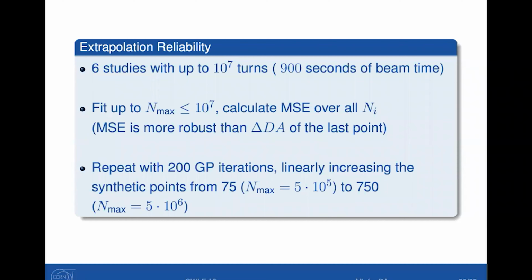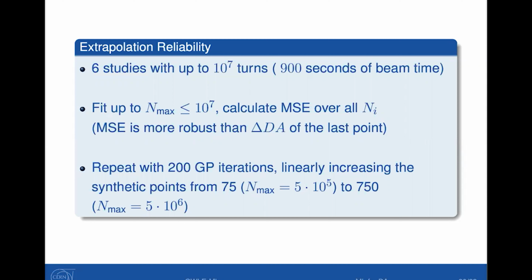Okay, this was about the fitting quality. Now, what it is all about, of course, is the extrapolation and the reliability of the extrapolation. So for this one, we have the 6 studies we did with 10 to the 7 turns. That's already a lot. That's 900 seconds of beam time. Well, it's not a lot on the big scale, but it's much more than what we had before.